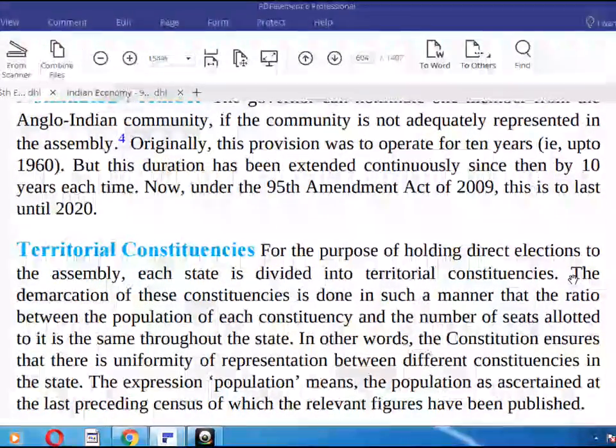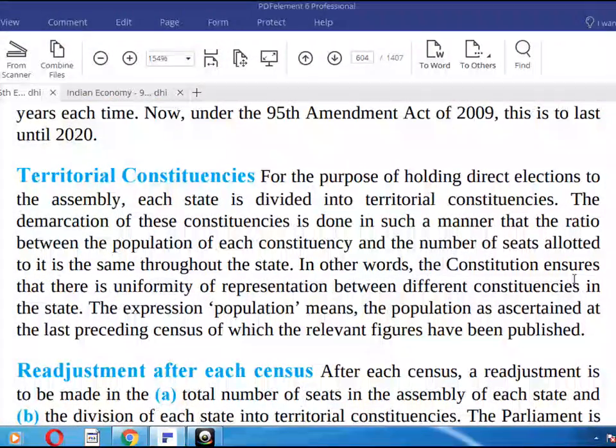Territorial constituencies. For the purpose of holding direct elections to the assembly, each state is divided into territorial constituencies. The demarcation of these constituencies is done in such a manner that the ratio between the population of each constituency and the number of seats allocated to it is the same throughout the state. In other words, the Constitution ensures that there is uniformity of representation between different constituencies in the state.